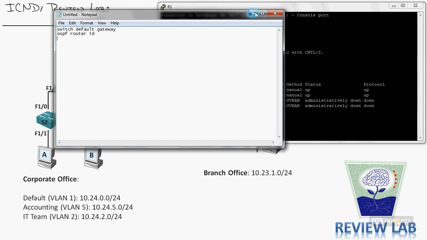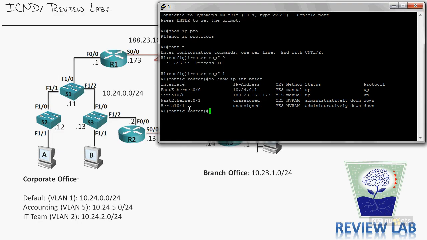You might remember from ICND1, the router ID is essentially the name of the OSPF router. By default, it will be the highest IP address on the router. So if I left everything as is, the router ID would be 188.23. Now, the problem with leaving that default algorithm is if you add interfaces in the future, the router ID could change and break stuff. So the best practice is to hard code. I'm going to make that a requirement of the lab.